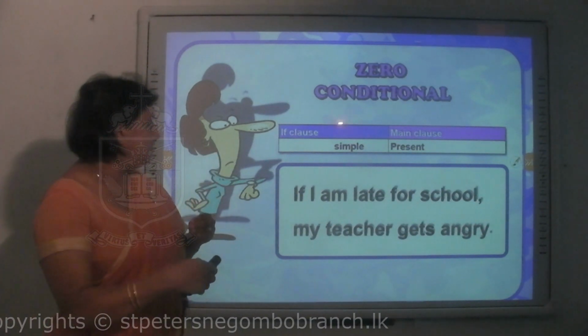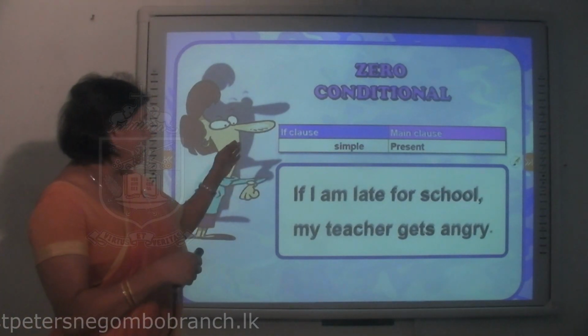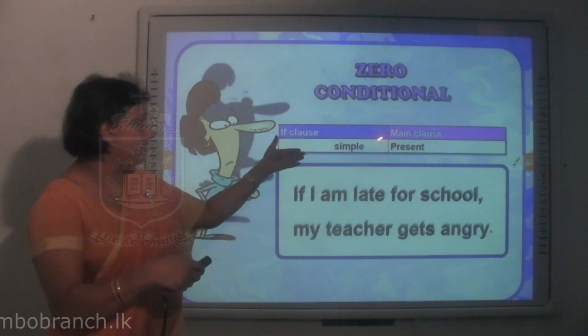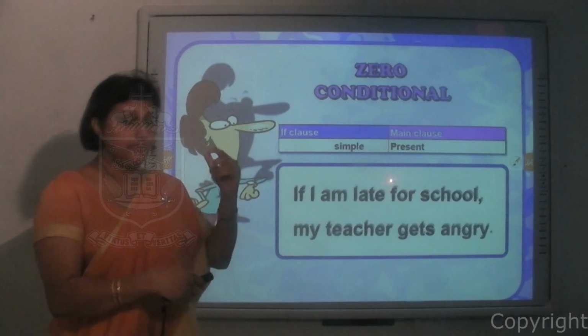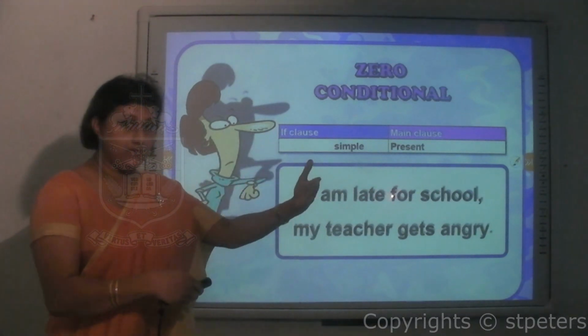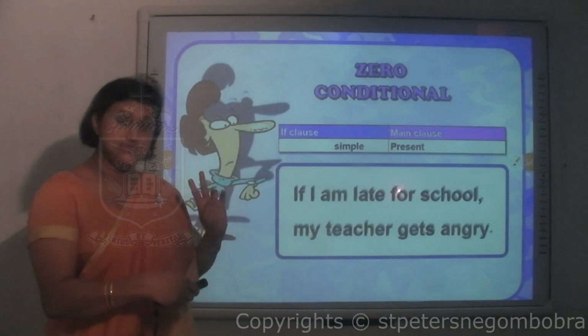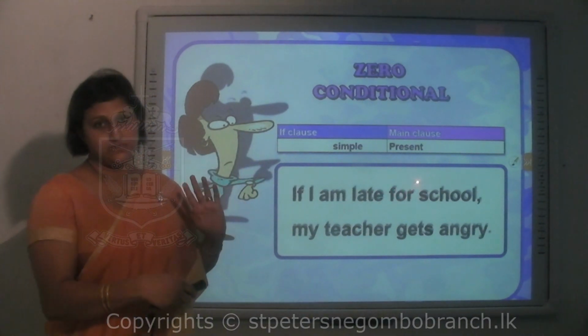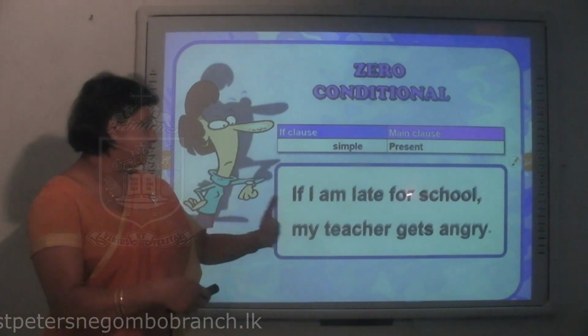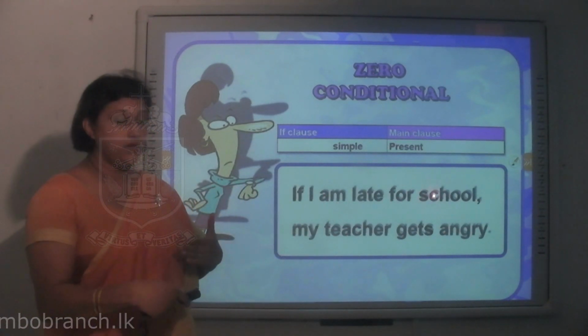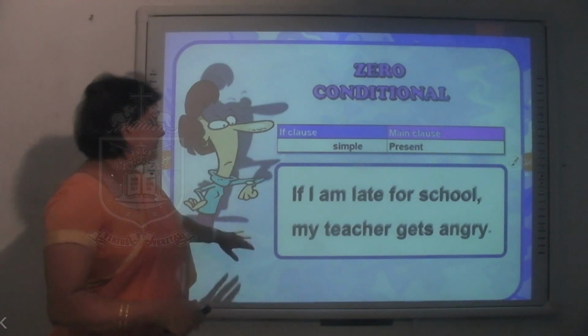Now we'll move on to the explanation. The if clause and the main clause both belong to the same tense. Remember that, children. The if clause and the main clause both belong to the same tense, that is simple present tense. Both the conditional clause and the main clause belong to the same tense.